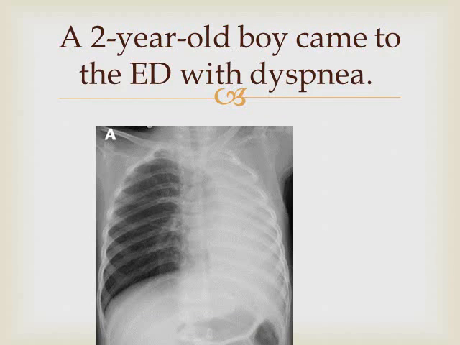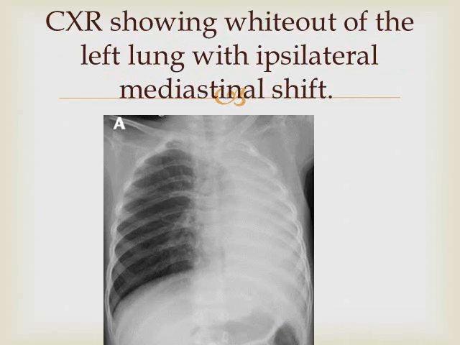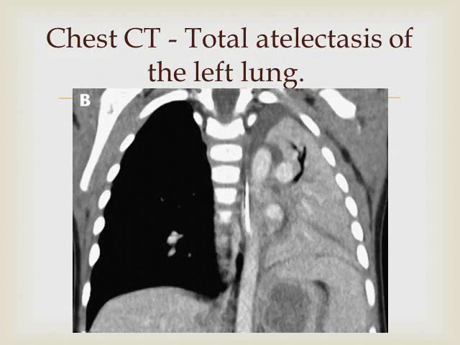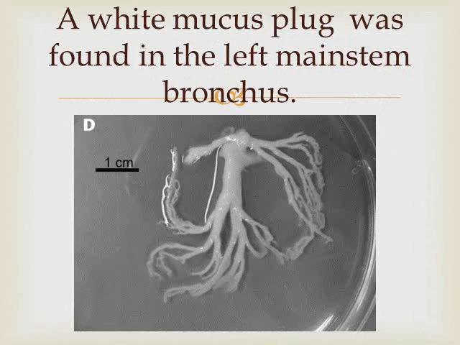So a 2-year-old boy presented with dyspnea. Chest X-ray showed whiteout of the left lung with ipsilateral mediastinal shift, and CT chest showed total atelectasis of the left lung, and a white mucus plug was found in the left mainstem bronchus on bronchoscopy. Diagnosis was bronchial mucus cast.